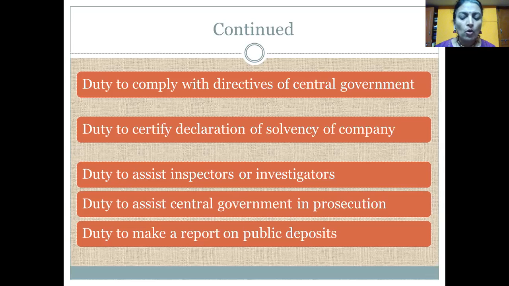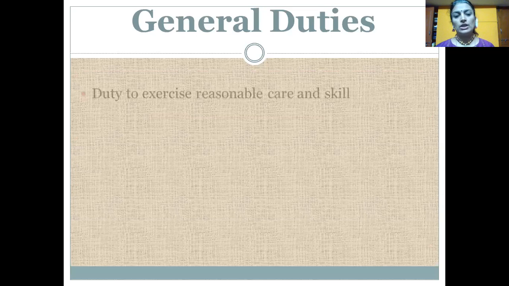Duty to make a report on public deposits. If there are any public deposits, once again, public interest should be protected and he has to give the report about it. So all these duties were statutory duties, as I have already mentioned. And now let us understand what the general duties are.